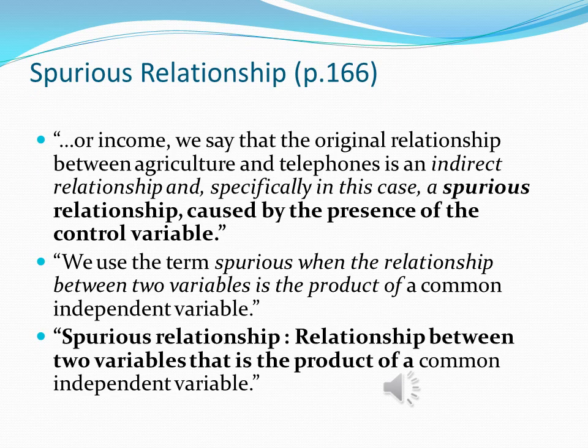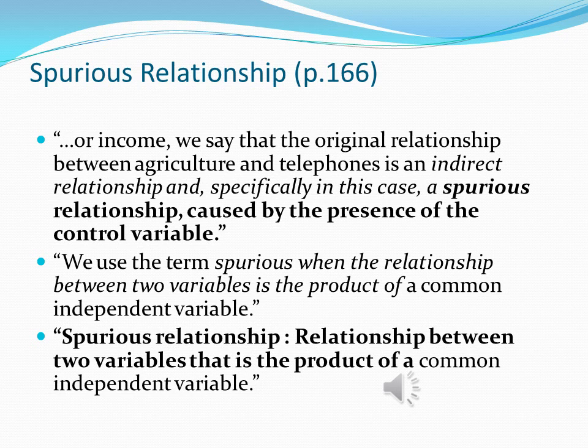A spurious relationship, this is on page 166, in quote. It's quoted from your textbook. We say that the original relationship between agriculture and telephones is an indirect relationship and, specifically, in this case, a spurious relationship caused by the presence of the control variable.